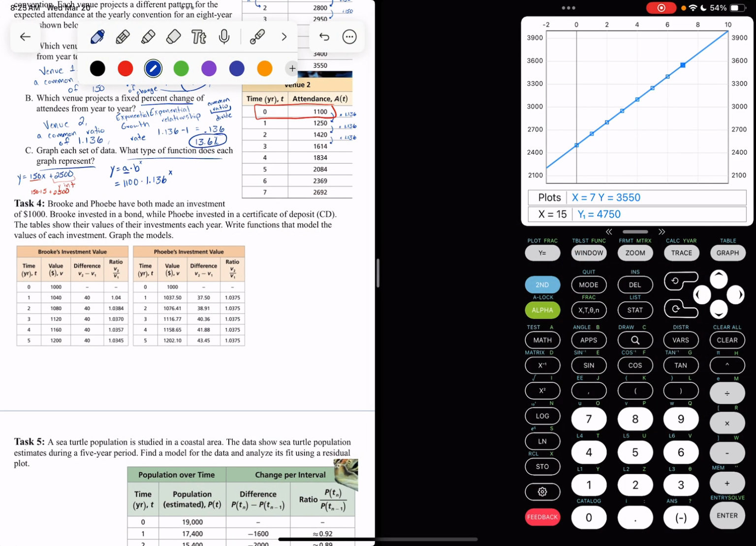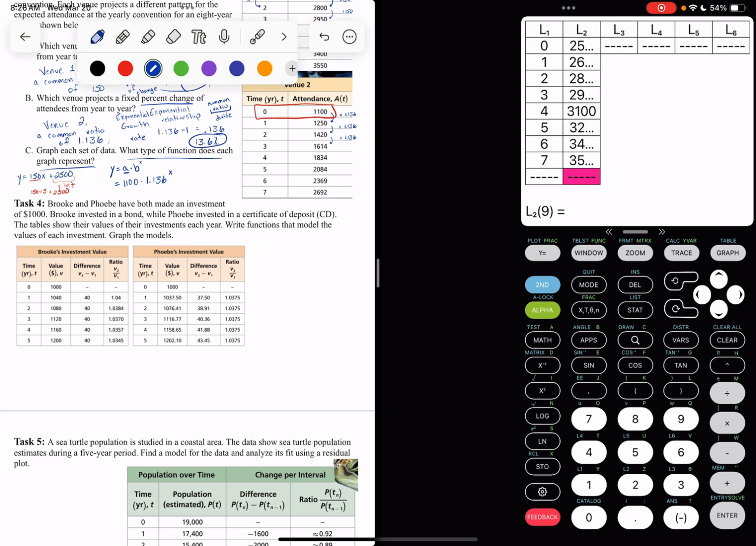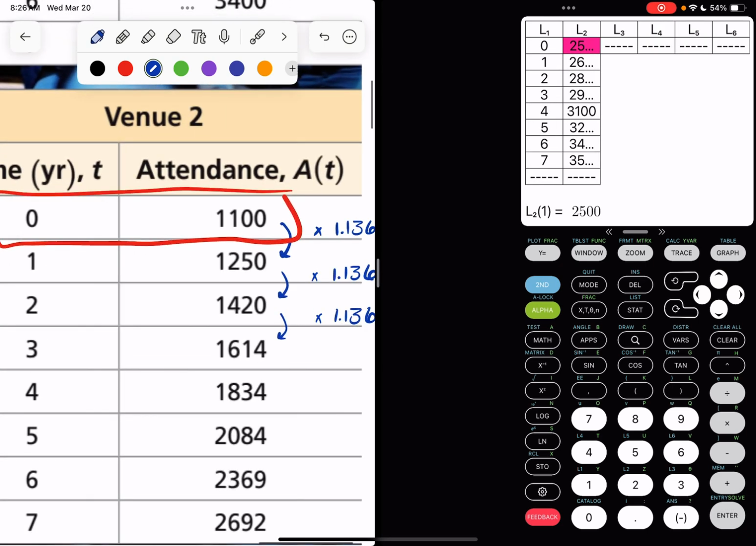Okay, so I need to come to my stat, and I need to edit, and I need to change these numbers because these are different. So let's go ahead and change those. It's 1100, 1250, 1420, 1614, 1834, 2084, 2369, and then 2692.